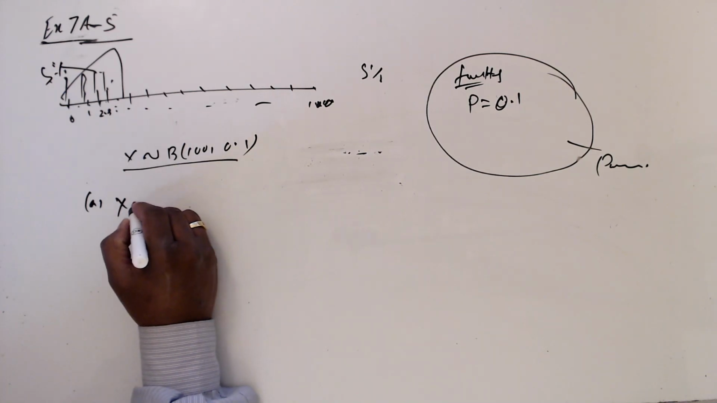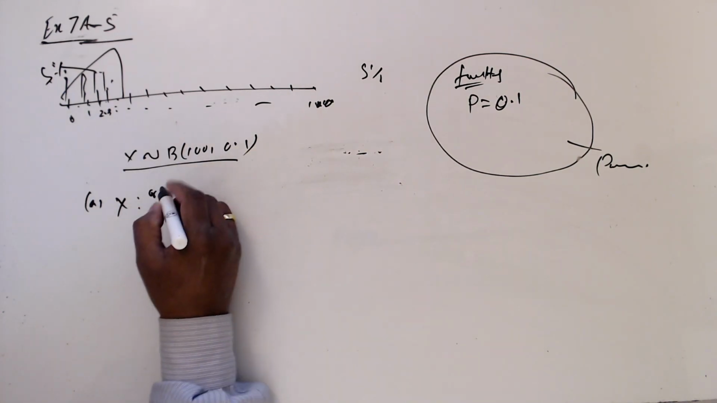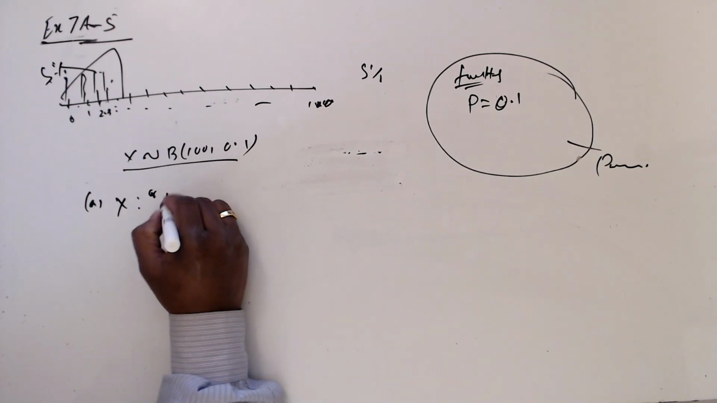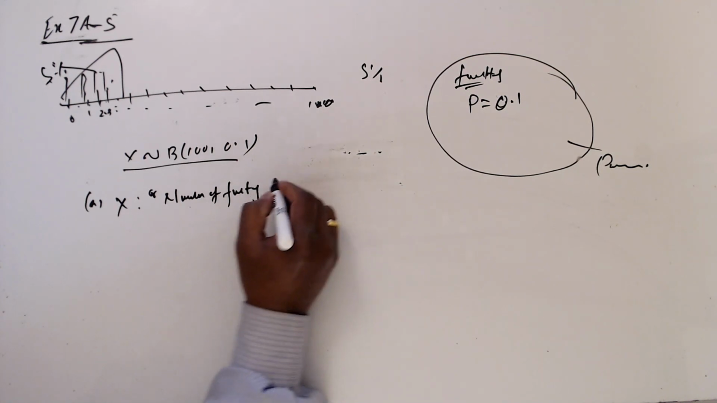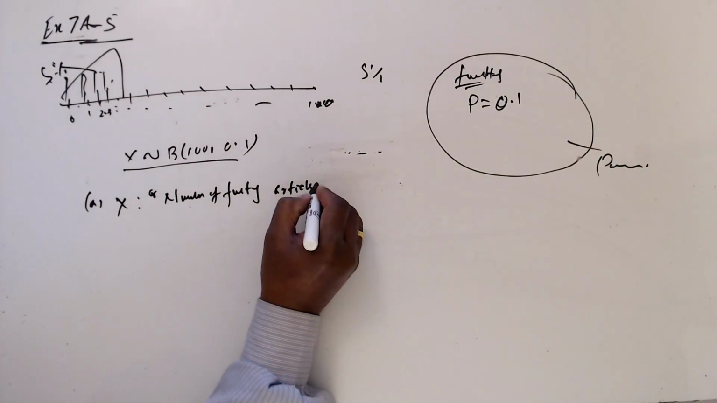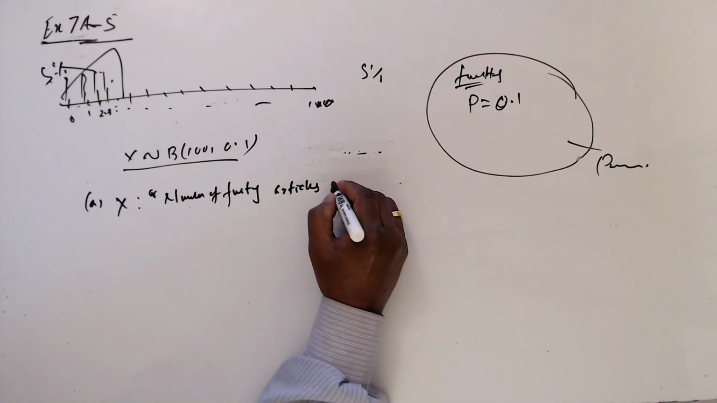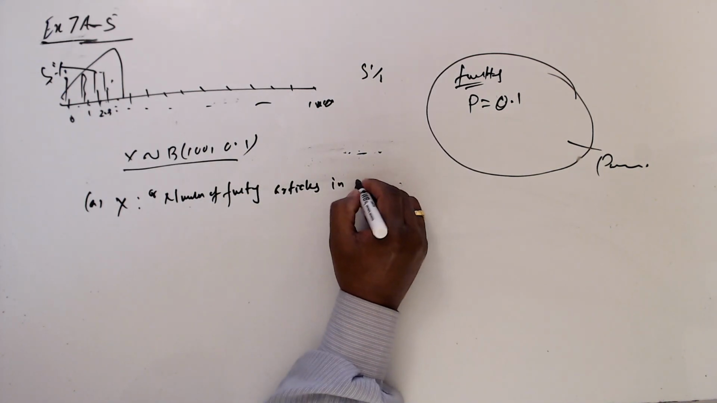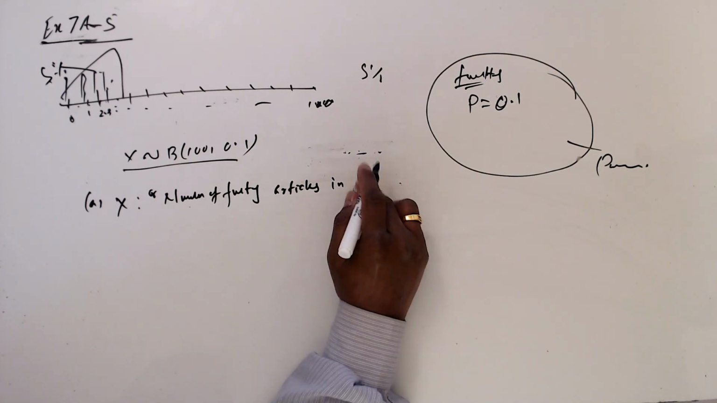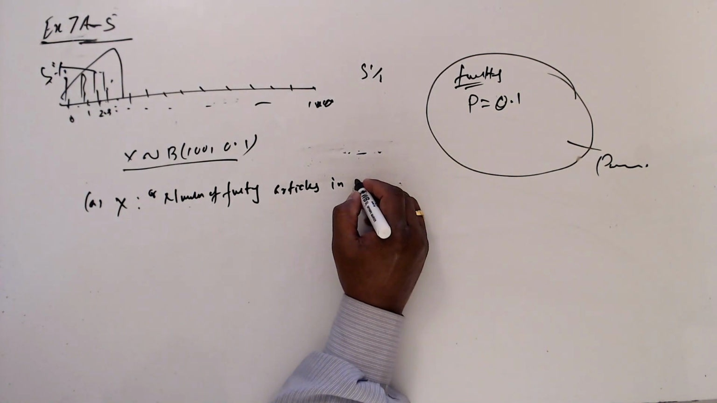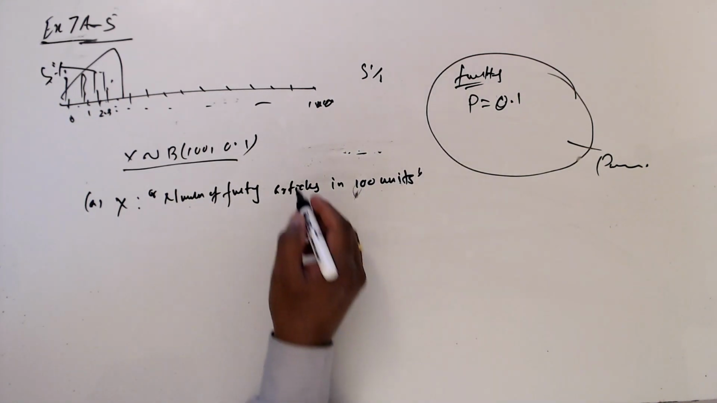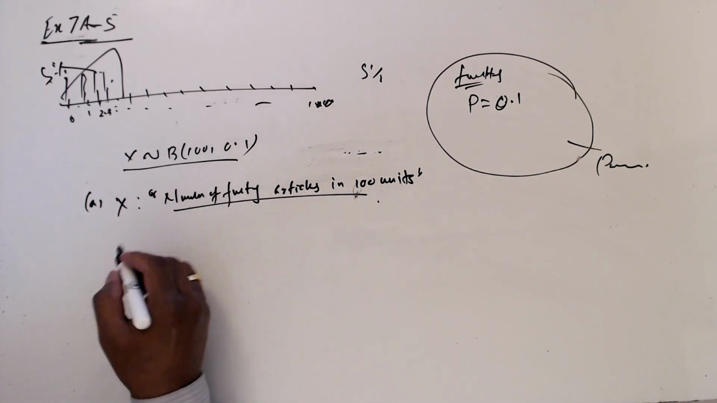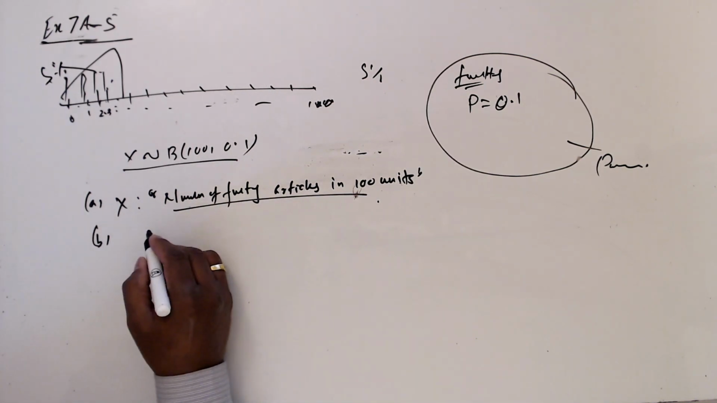Let's say the statistic is X. So this is going to be the number of faulty articles in 100 units. Part B, write down the suitable hypothesis.